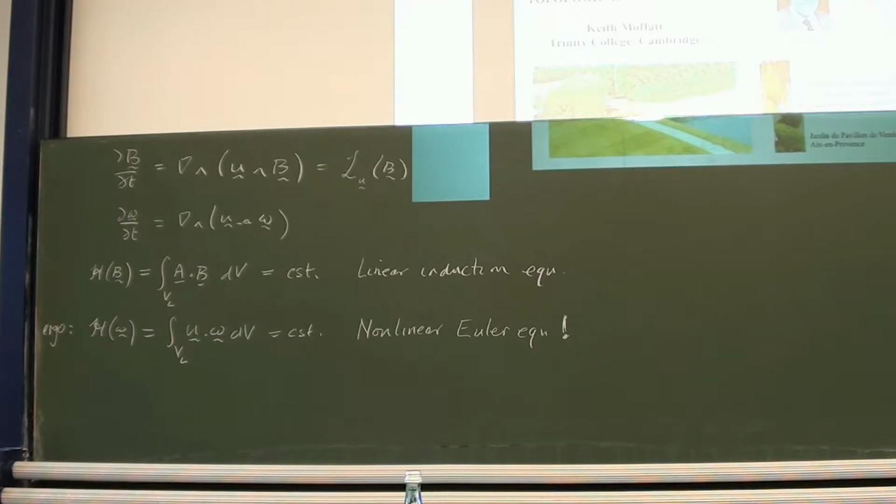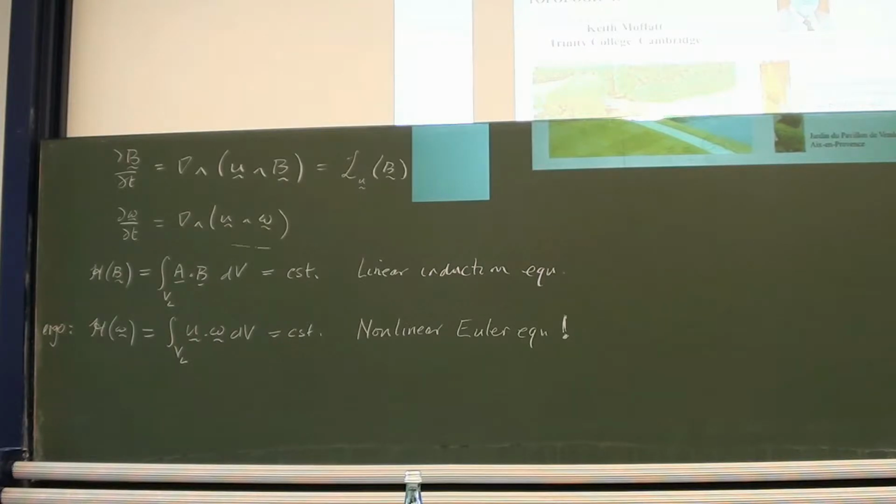That U is related to omega. Omega is the curl of U. So whereas this equation is linear in B if U is prescribed, this equation is very definitely nonlinear. It's a nonlinear Euler equation. And of course, that is the great difficulty of the Euler equation and why it attracts so much attention. I mean, one of the Clay problems is still related to this equation.